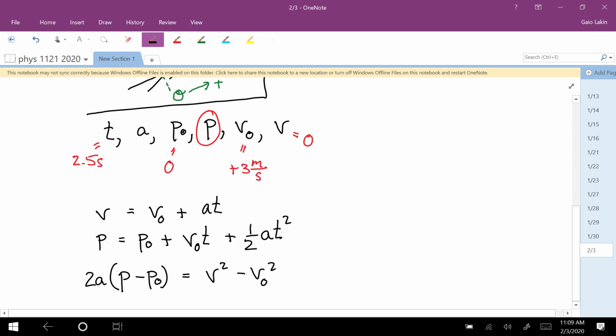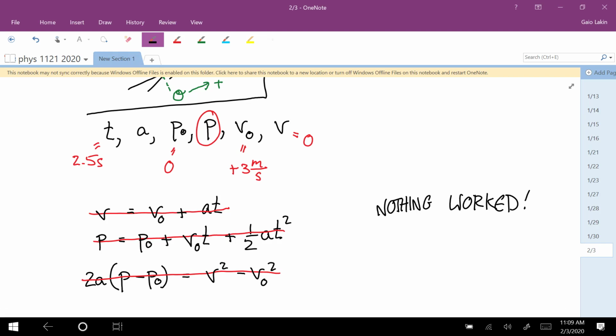And let's go through these one at a time and see if we can use any of them to solve for P. Well, the first one, right away, you can tell there's no P in it, so you obviously can't use it to solve for P. The second one, there is a P, that's good. We know P0, we know V0, but we don't know A. So we can't solve for P with this one either. There's two unknowns in that. The third one, this one has to work because the other two didn't, right? No, it has A, and there's a P. This one doesn't work either. Okay, so now what? Nothing worked. And so at that point, what you want to do is solve for another variable that's going to hopefully let you solve after that for P.